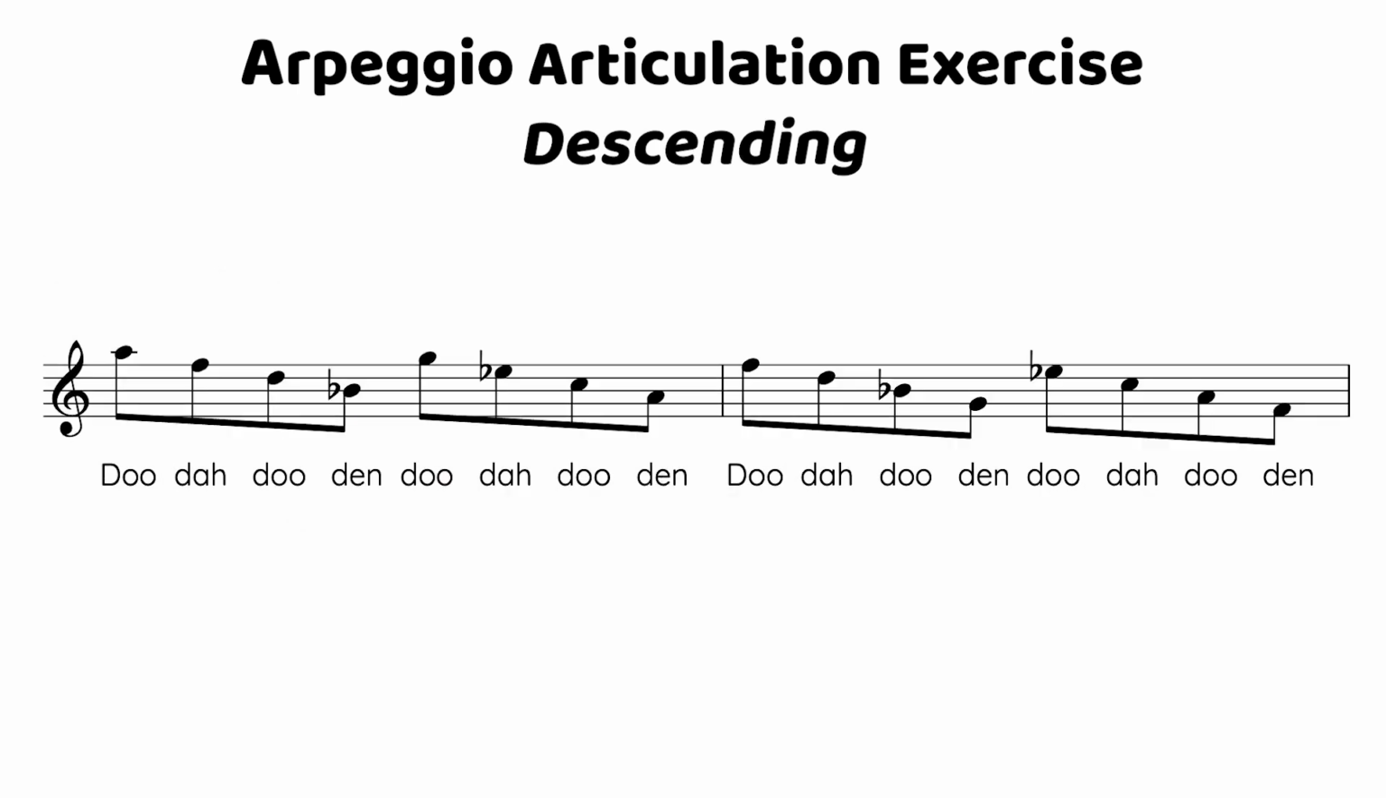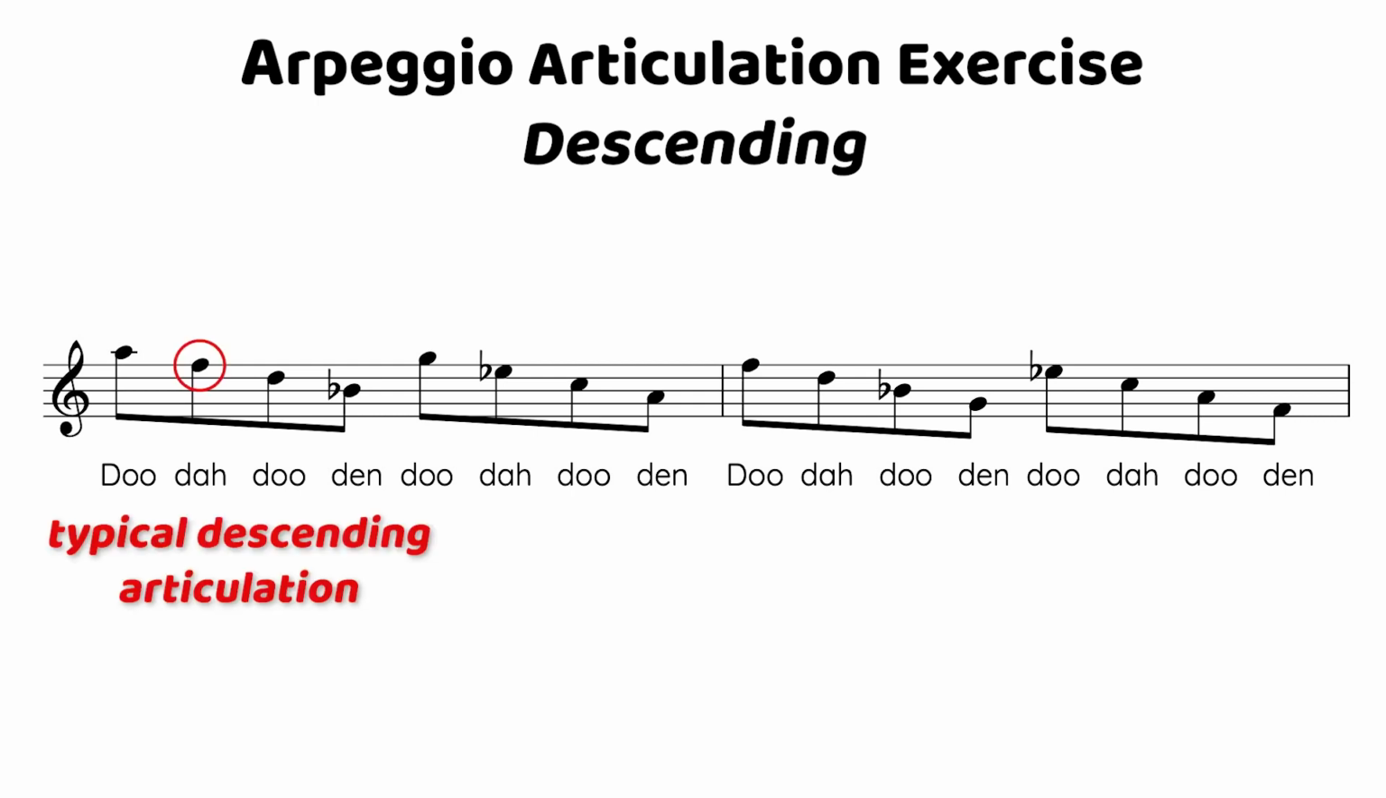Okay, so the descending articulation is a little tricky because we start with a do, and then it's followed by a da, which is typical of our descending articulation. But then we move to another do, followed by a den, right? So the last note of each 4-note cell, each arpeggio in other words, is that muted articulation, that den.